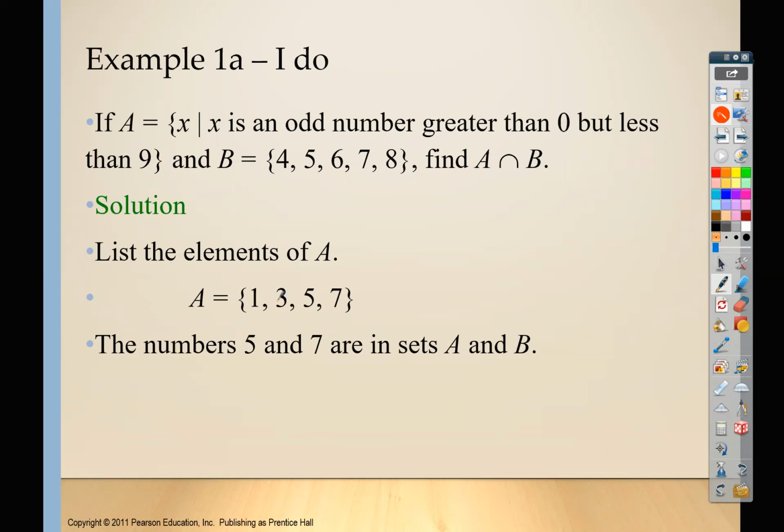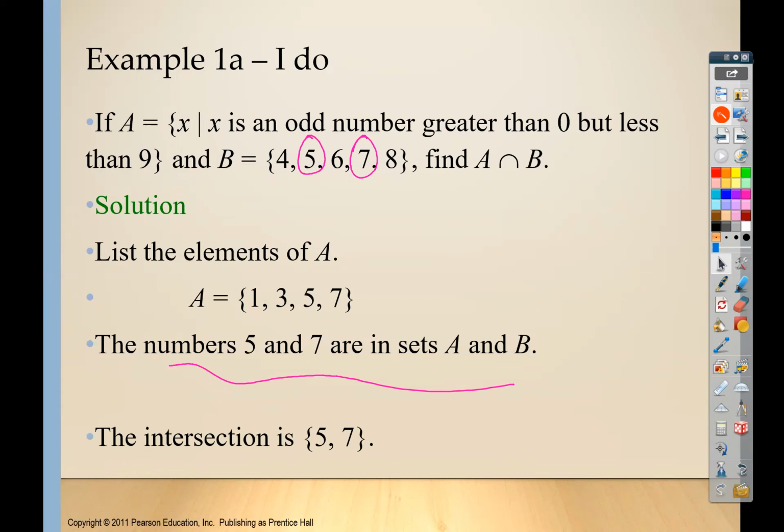So odd numbers between 0 and 9 that are also in B. You would have 5 and 7. So the intersection is {5, 7}, listed in set notation, in brackets. So it means it's a set.